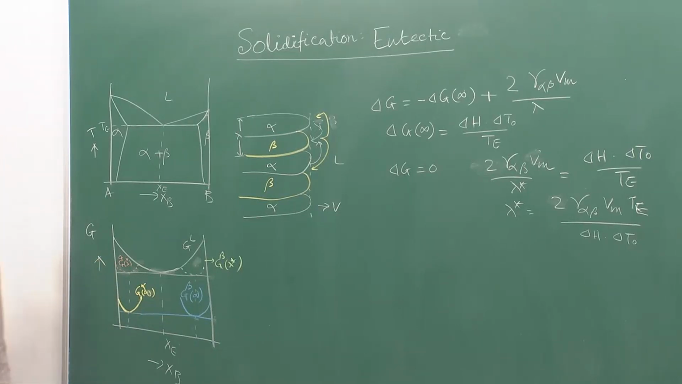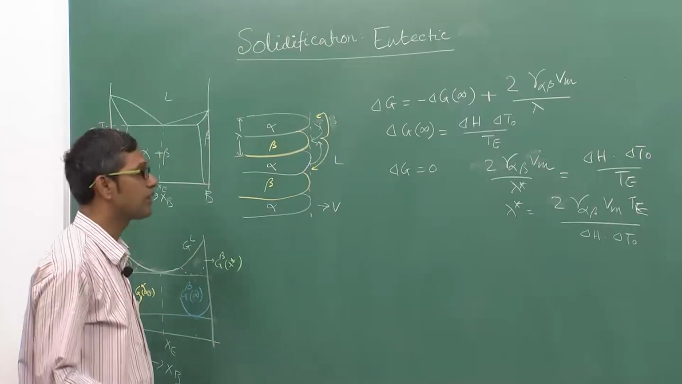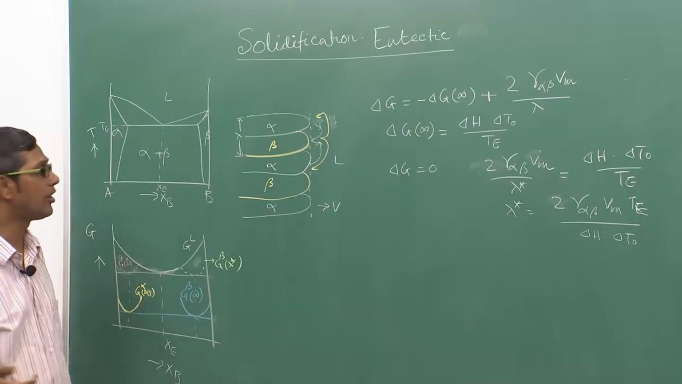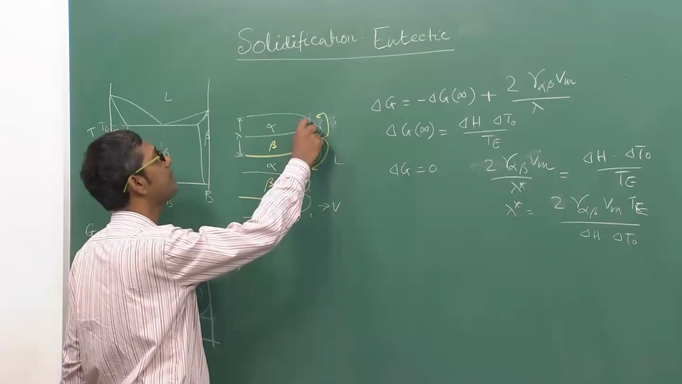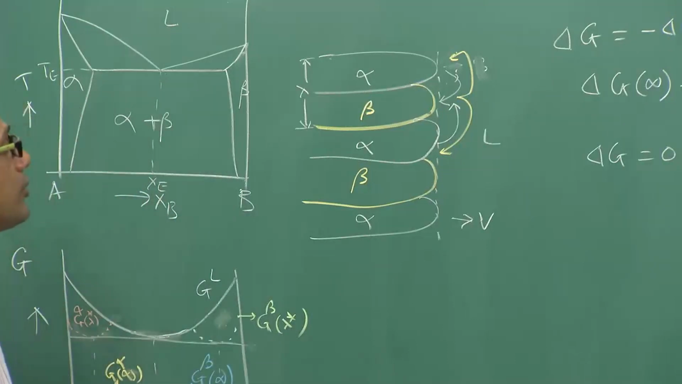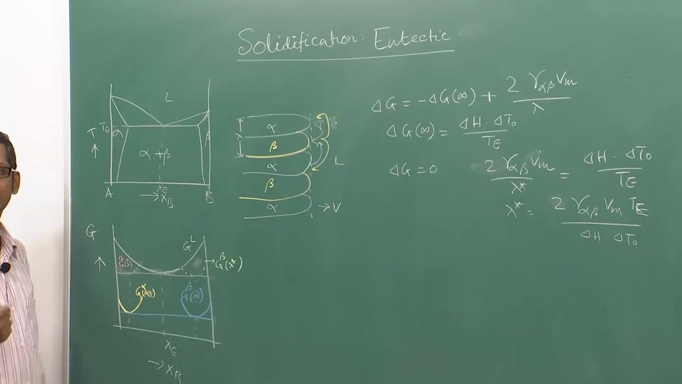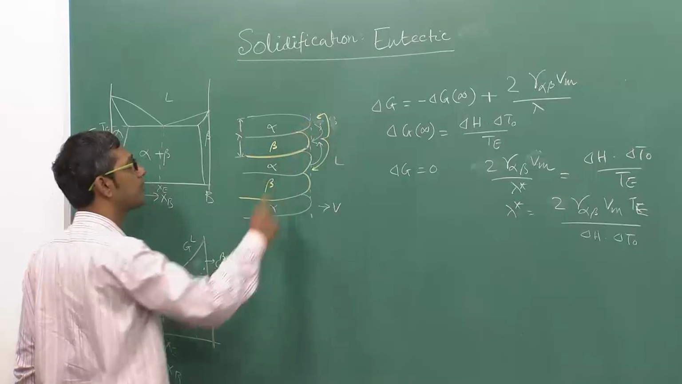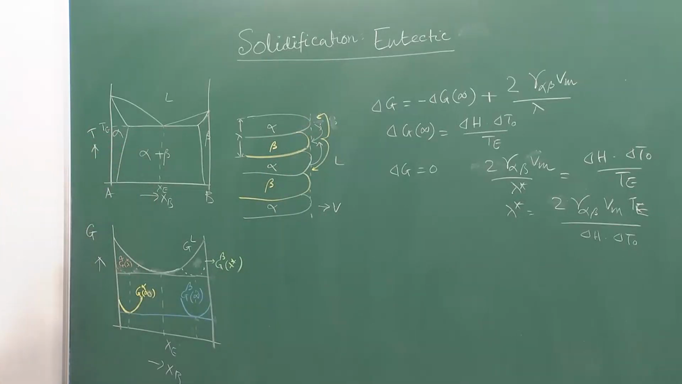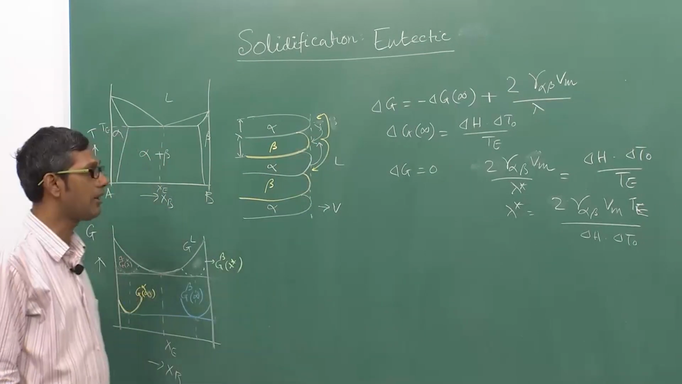Now, let us look at how the growth actually happens, what is the mechanism of growth. As I already discussed, the growth is basically because of the diffusion of atoms from the tip of the alpha to the tip of beta and vice versa. So for the growth to happen, there must be a sufficient compositional gradient developed between the tip of alpha and the tip of beta for the B to be transported. Similarly, for the A to be transported, the compositional gradient must develop between the tip of beta and alpha.